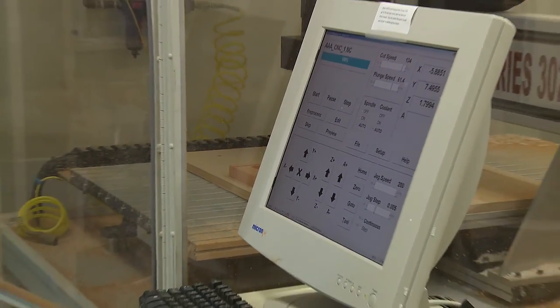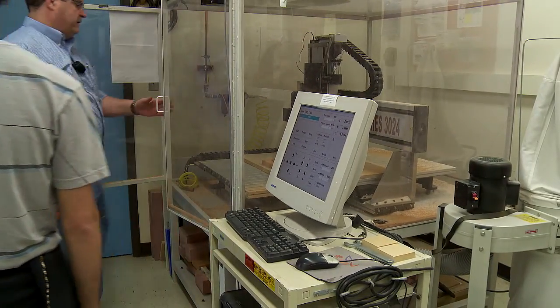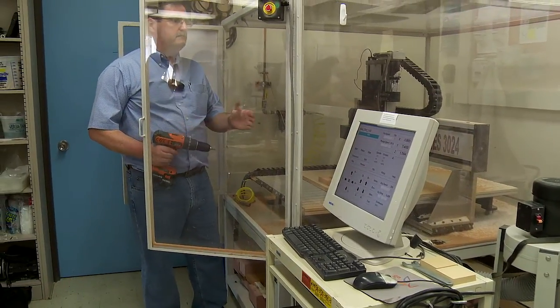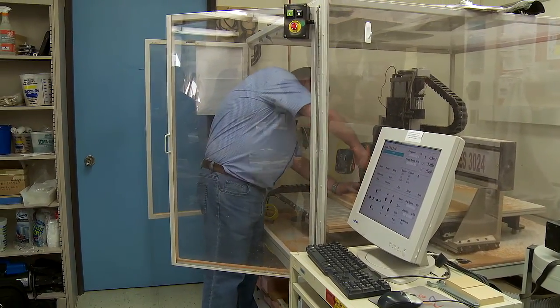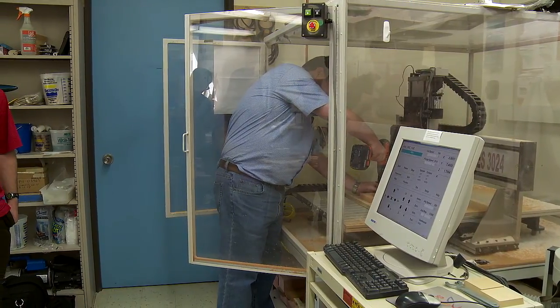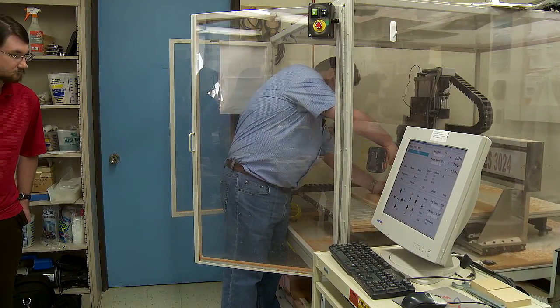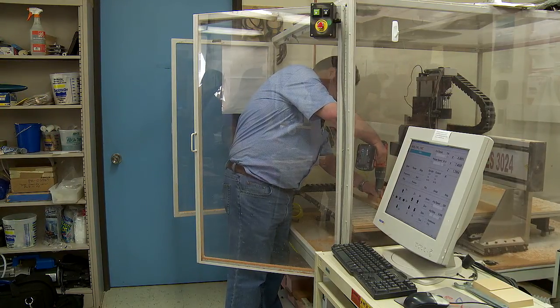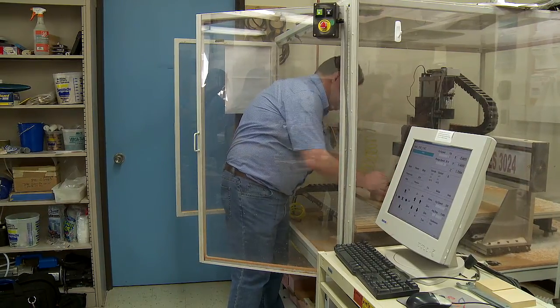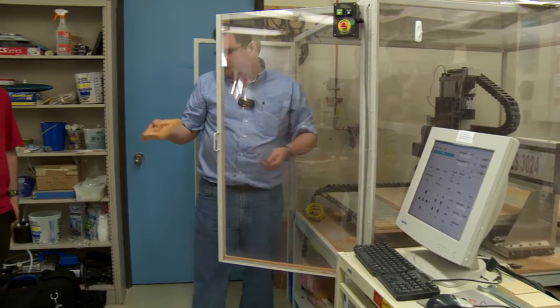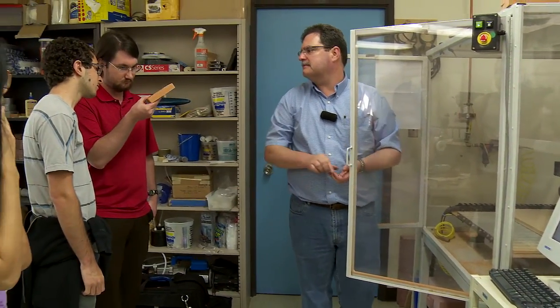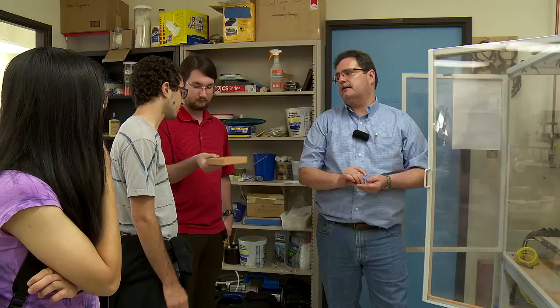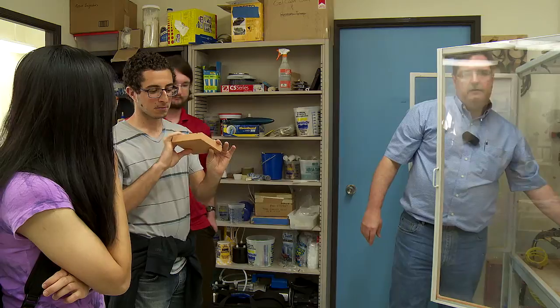Out of there. So the good thing about this material is, look how fast. Okay. So notice that slot I manually cut in the side of that. See how clean that is? That's a pretty deep cut. That's a quarter inch cut, 0.28. So that's why I like this material. I can cut fast.